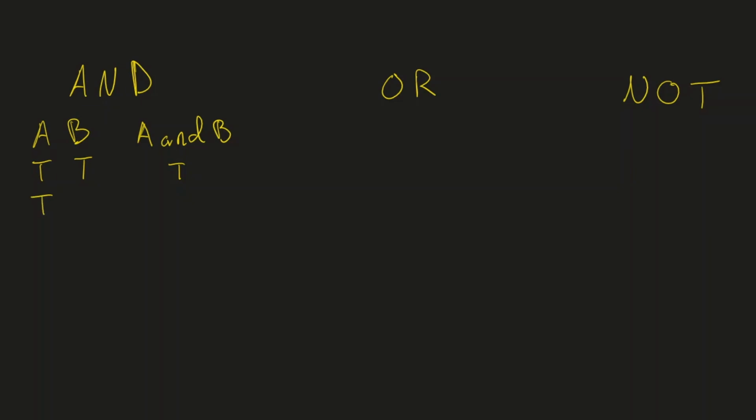If A is true and B is false, then the statement A and B is false. If A is false and B is true, then the statement A and B is also false. And if both are false, then A and B is false.